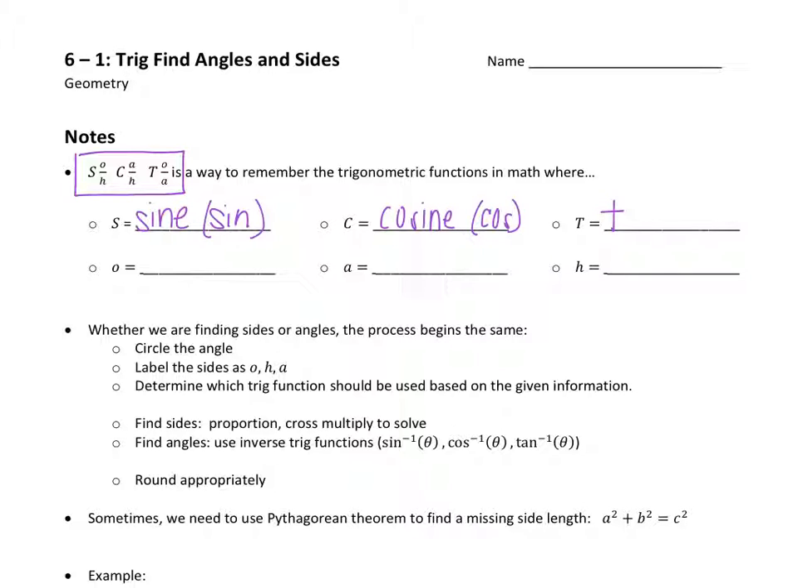And T stands for tangent, abbreviated by T-A-N, not tan, but tangent. Then you see these O's, A's, and H's, where O stands for opposite, A stands for adjacent, and H stands for hypotenuse.